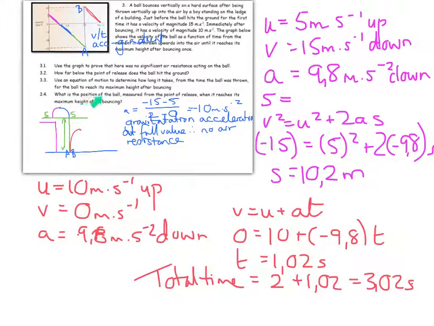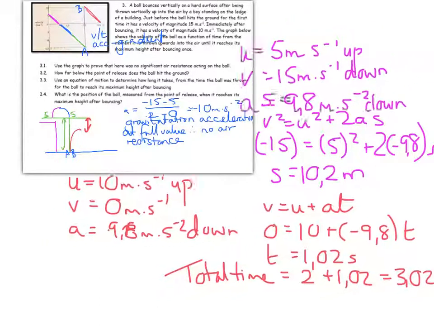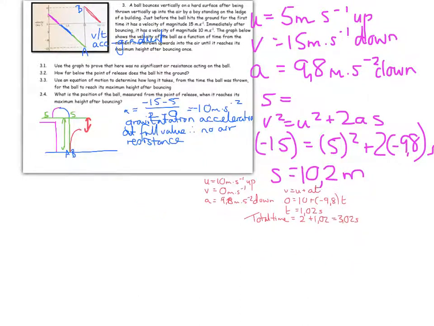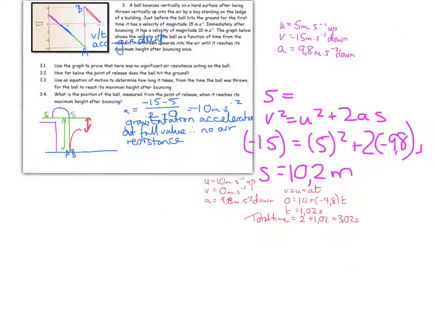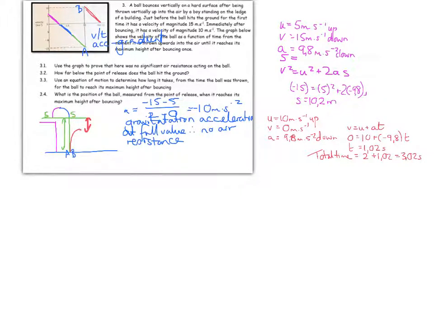The last question, what is the position of the ball measured from the point of release when it reaches its maximum height after bouncing? So I want to know the difference between these two heights. That's what's interesting to me. So what I'm going to say is, well, what was its maximum height above the ground? Let's find that out. And once I know that, I can start relating it to my other position and my other height. So I've got these 10 meters per second upwards. My final velocity is 0. My acceleration is a. What is the distance?